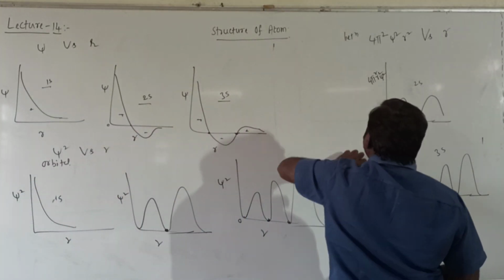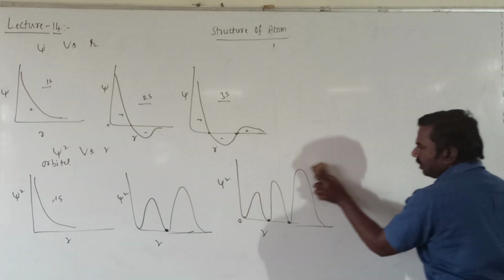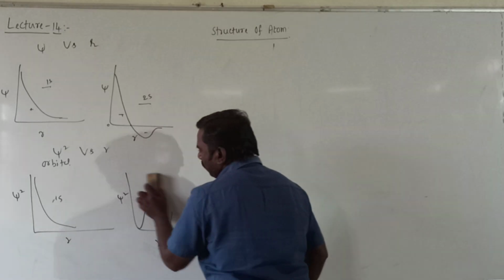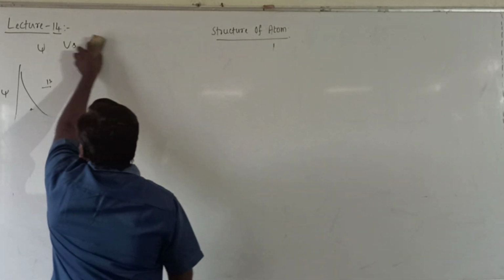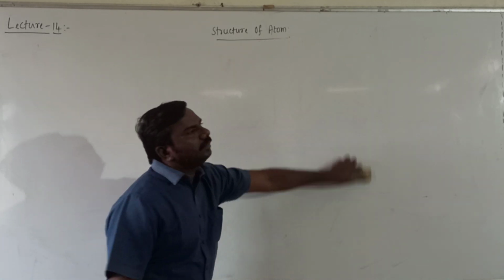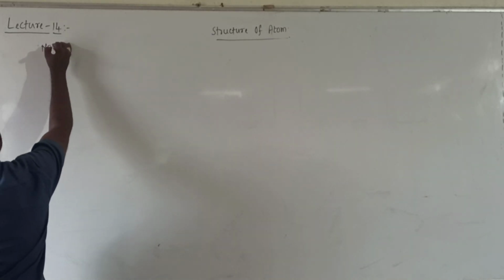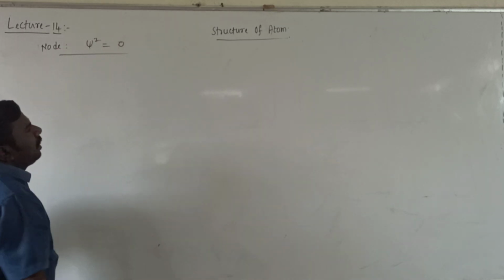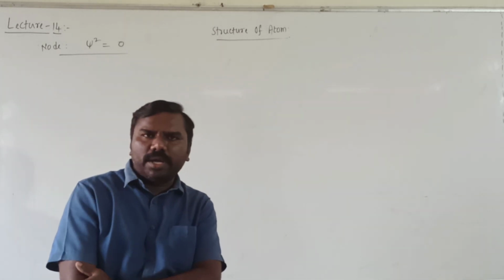distribution function. Next one, psi versus r, psi square versus r. Next one, 4 pi square r square psi square versus r. These are the possible graphs. Now, the important one is node. Psi square will be 0. It means the probability of finding an electron becomes 0 in a particular area, that is called node.